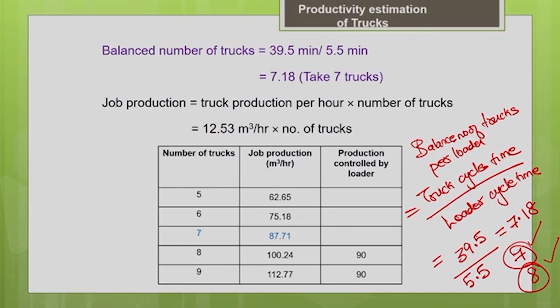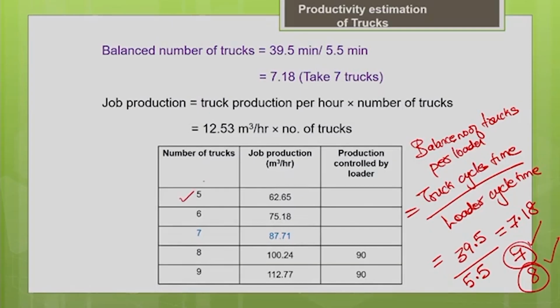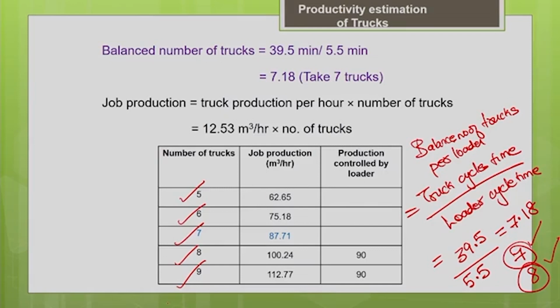So, here I am going to work out the economics of both the cases. Just to give you a better explanation, I am working out what will be the economics when I go for a different number of trucks, say 5, 6, 7, 8 and 9. How the productivity will vary, how the unit production cost will vary. We will work it out and see the effect of increasing the number of trucks beyond the balance number on the unit production cost. We will do an in-depth analysis by working out for all the number of trucks.